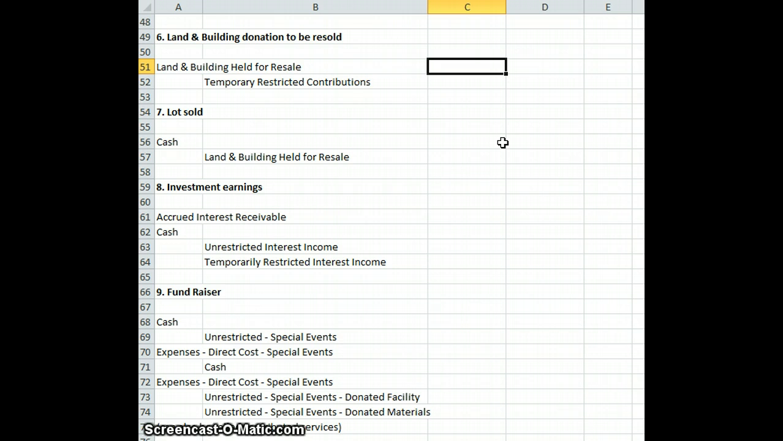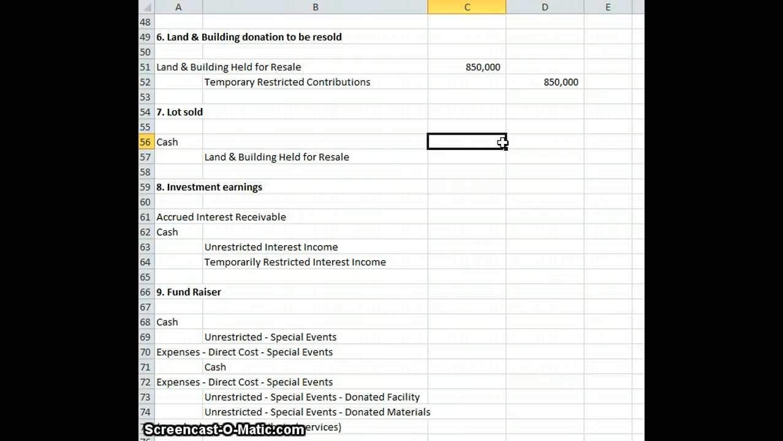We're going to record the fair market value of that donation of $850,000. So we're going to record the building asset of $850,000. We're going to have our temporarily restricted contribution for $850,000. Okay, because that's restricted for a specific program, and the funds can be used for that particular program. And that's all that's to that entry.